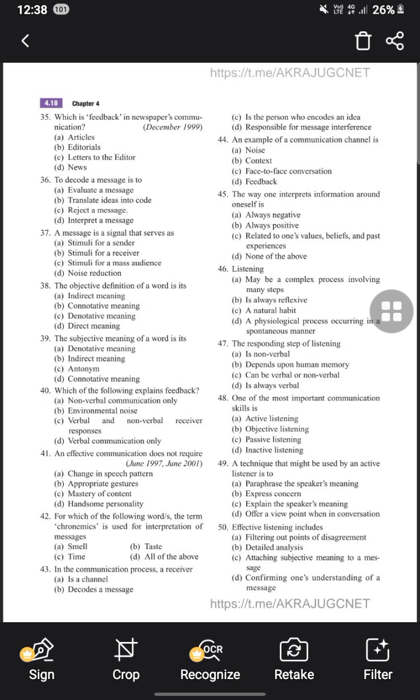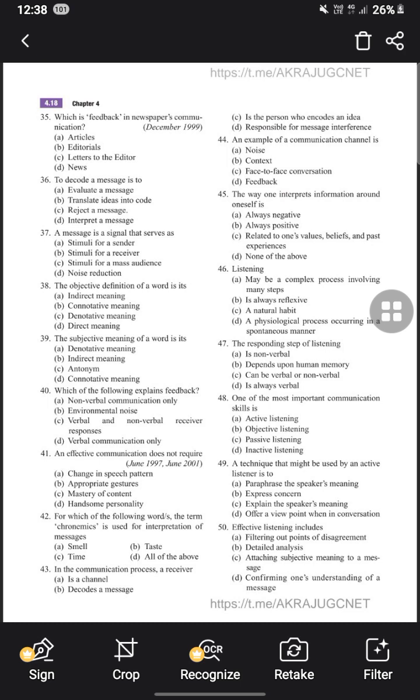The way one interprets information around oneself is what? 45 is C, that is related to one's values, beliefs and past experiences. Listening is what? 46 is A, that may be a complex process involving many steps. The responding step of listening is what? 47 is C, can be verbal or non-verbal both.